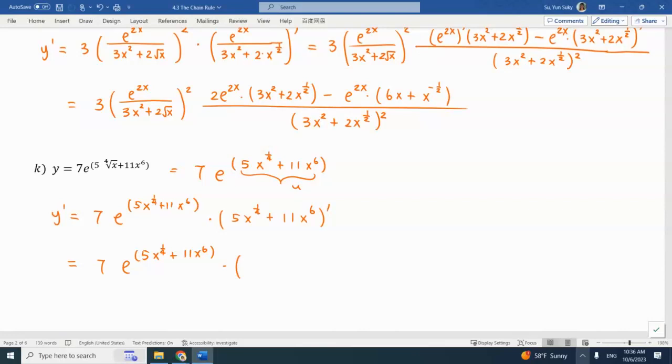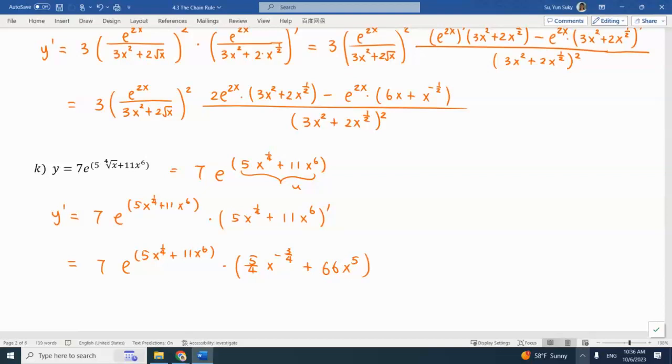Okay, Joseph, what's the derivative of 5x to the 1/4? Yes. Okay, Paige, what's the derivative of 11x to the 6? Yeah, 66x to the 5th. And we're done. See? Now all the factors, we don't have prime anymore. Then we finish this problem. So far so good, everybody?